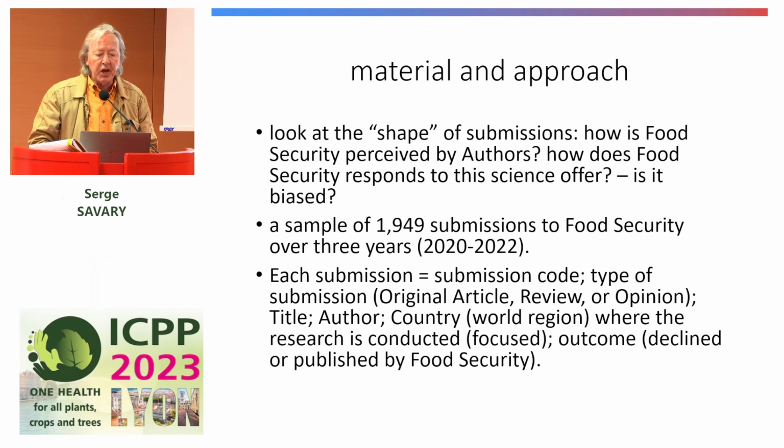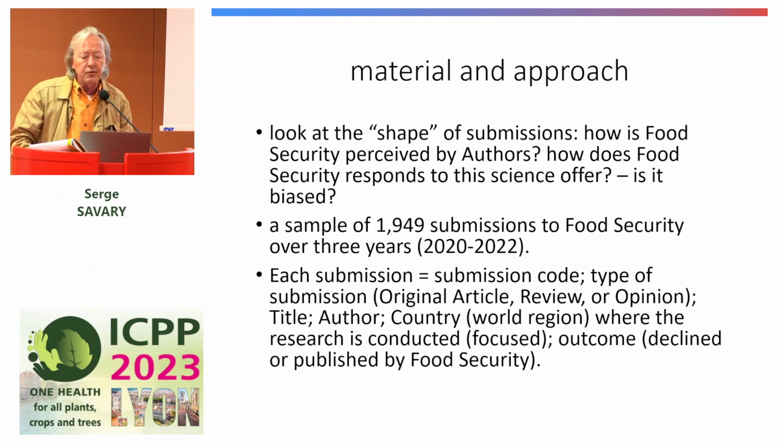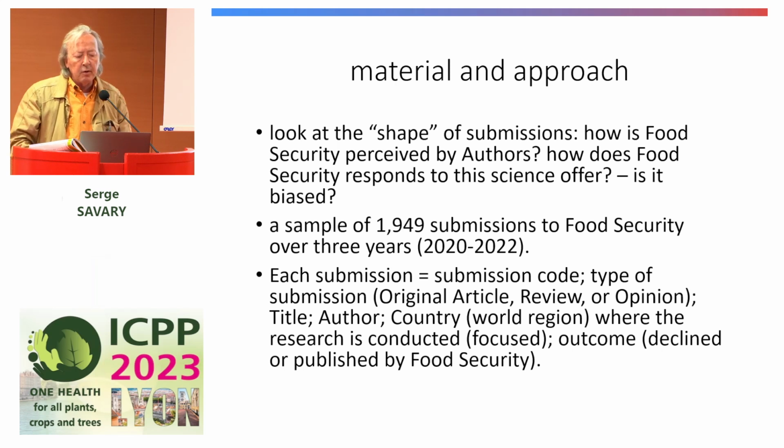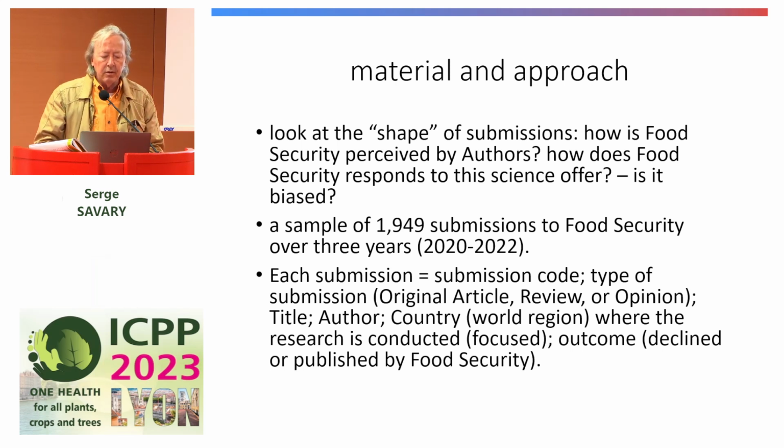So what I've done is to look at the shape of submissions, and to do this, I used approximately 2,000 submissions to the journal between 2020 and 2022. We receive approximately 800 submissions per year. And we publish approximately 15 by 6, so nearly 100 articles a year. Each of these 2,000 submissions is represented by a submission code, the type of submission, the title, the author, that's confidential, the country, the world region where the research is conducted, where it is focused, and the outcome, whether it was declined or published.